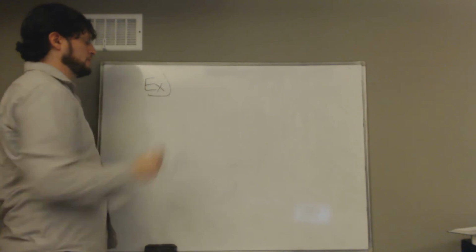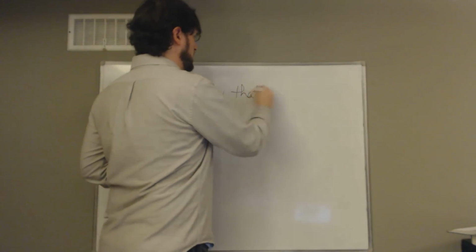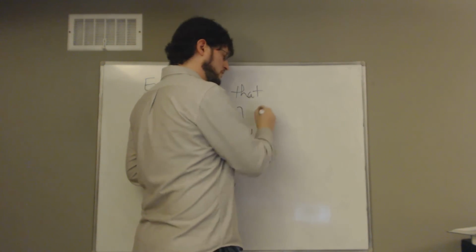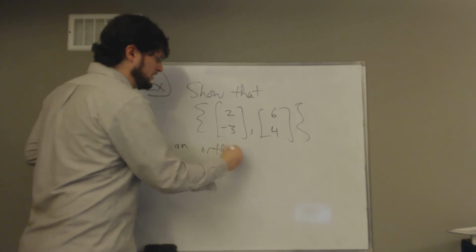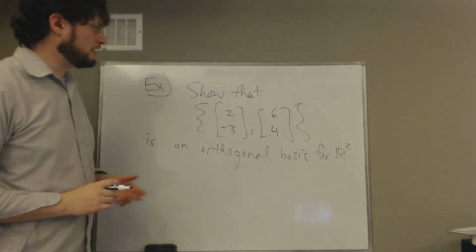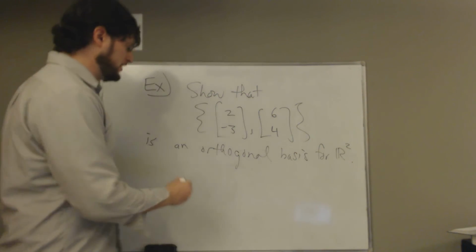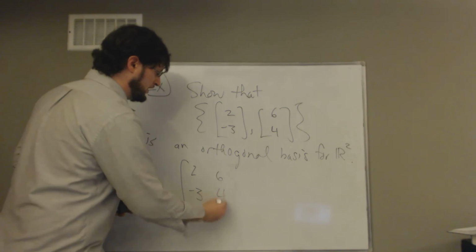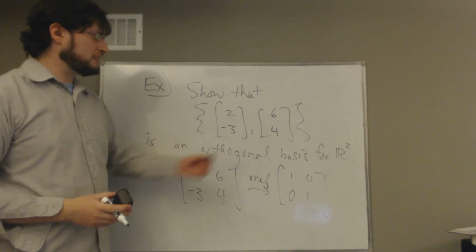Okay, and so let's look at something else. Let's show that the following set is an orthogonal basis for R2. Okay, so we want to show that this is an orthogonal basis. Well, remember, how do I show that something is a basis? All that I would really have to do is row reduce and show that I get the identity. And that's true here. When we row reduce, we get the identity. That means that it is a basis.